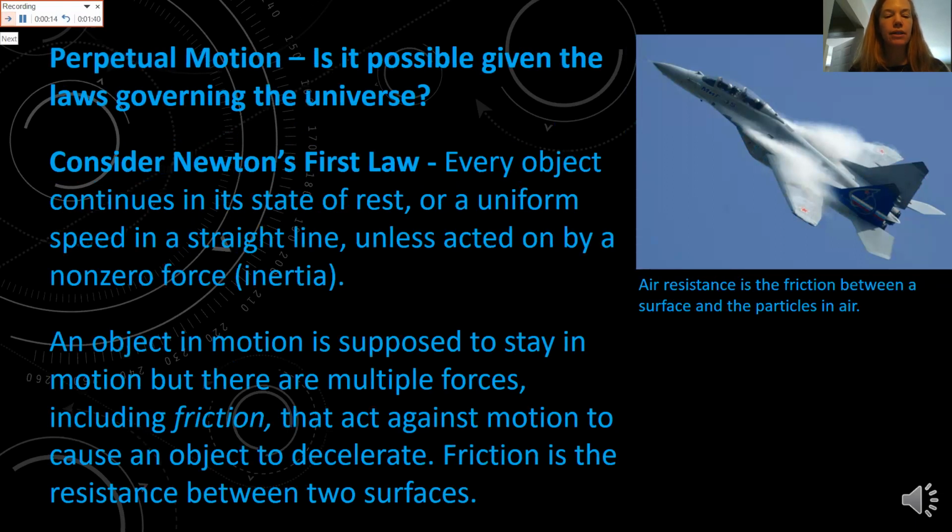First, let us consider Newton's 3 laws of motion. Newton's first law states that if an object is at rest, it will stay at rest, and that if an object is in motion, it will stay in motion at the same speed and direction unless acted upon by another force. An object in motion is supposed to stay in motion, but there are multiple forces, including friction, that act against motion to cause an object to decelerate.